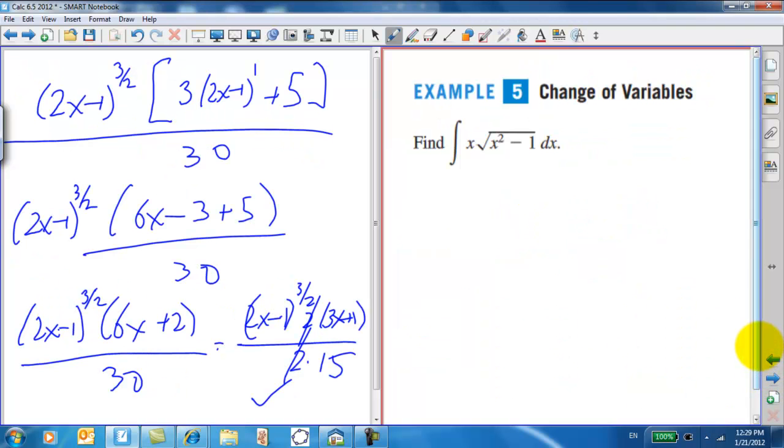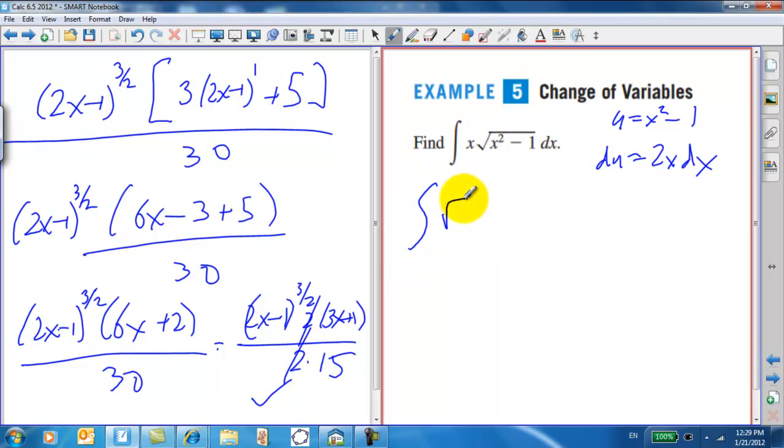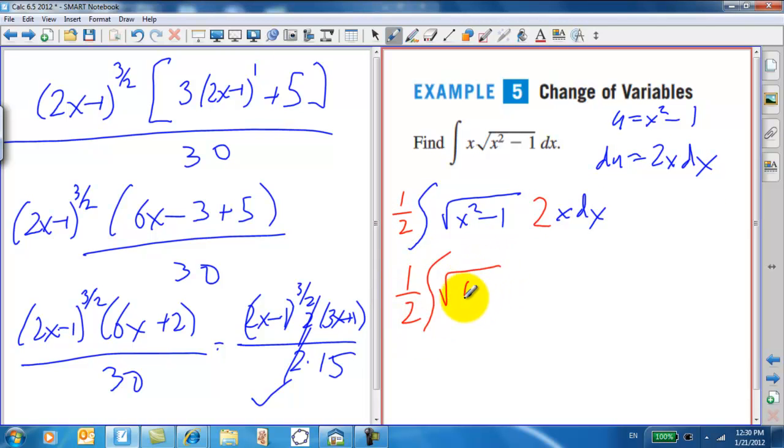Let's try change of variables again. Looks like a very similar problem, but now we have the advantage of when we have u equal to x squared minus 1, du is 2x dx. And now this x comes in handy for us, because we can write this as the integral of square root of x squared minus 1, x dx, and sneak in a 2 here to finish up our du, and put a 1/2 out here. So it becomes 1/2 the integral of the square root of u du.